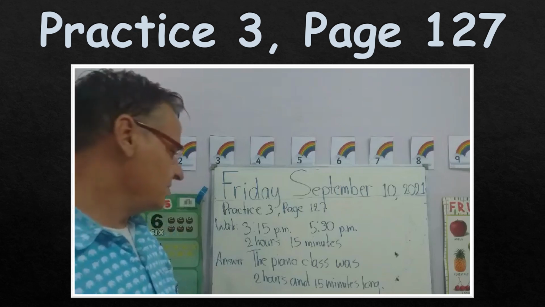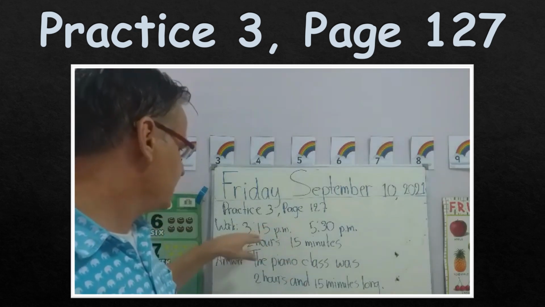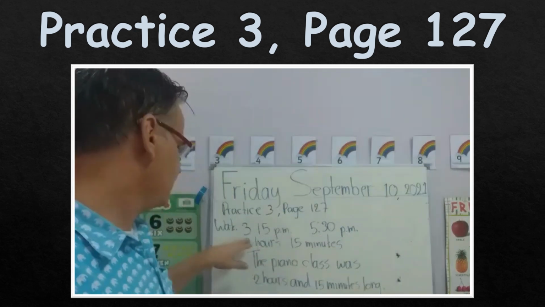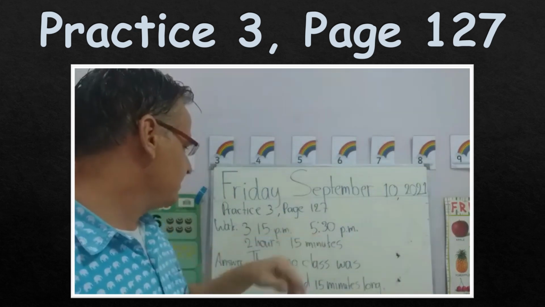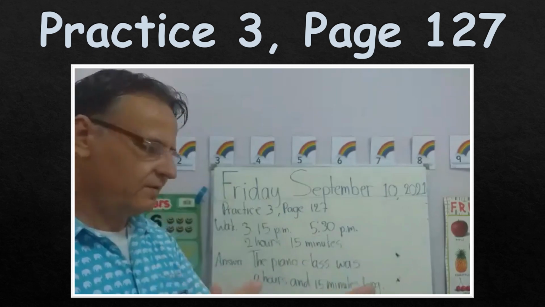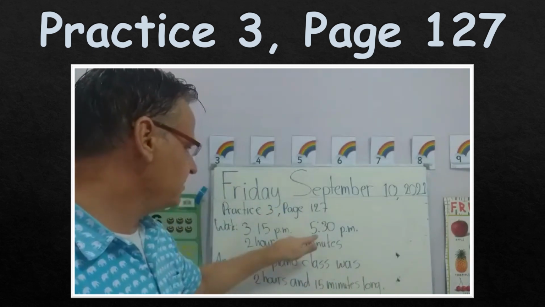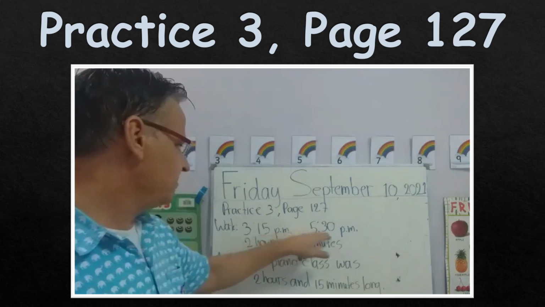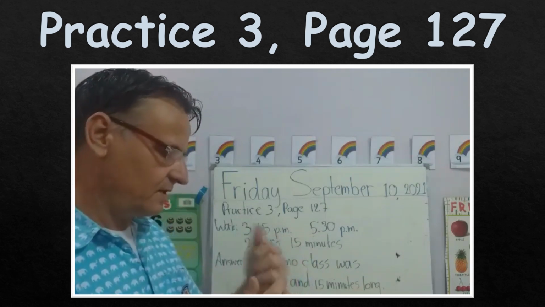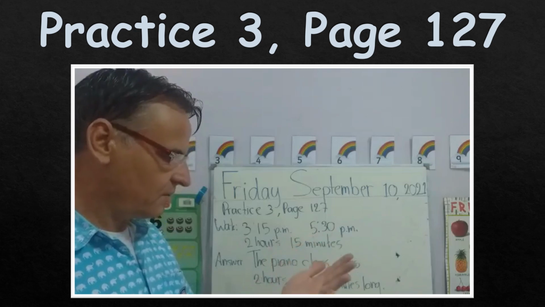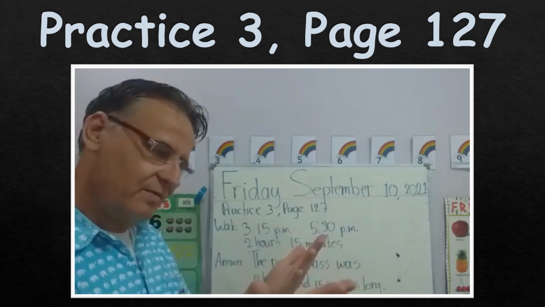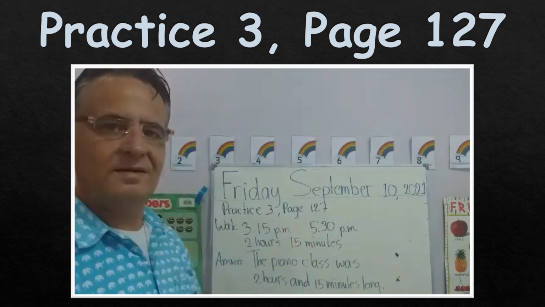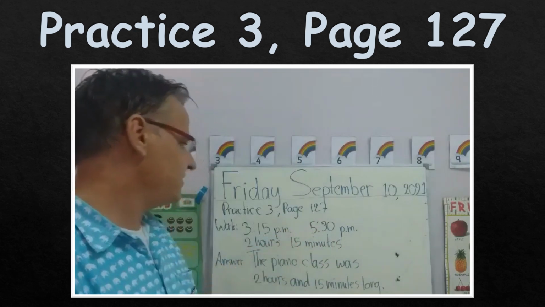Now this is how you solve time word problems. You just count the hours. 3:15 to 5:30. Just count 3:15, 4:15, 5:15. Then you know 2 hours. How many minutes? From 15 to 30. You can also count 15, 16, 17, 18, 19, 20, 21, 22, 23, 24, 25, 26, 27, 28, 29, 30, 15. Right? So 2 hours, 15 minutes.